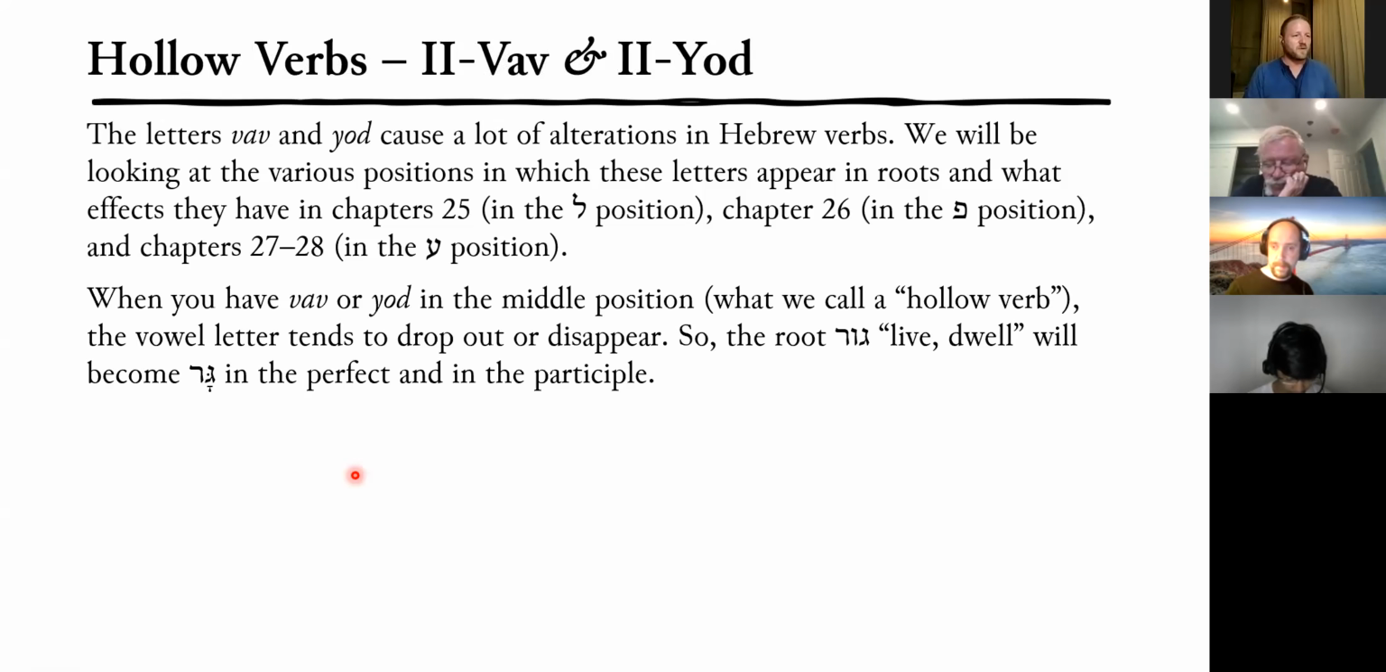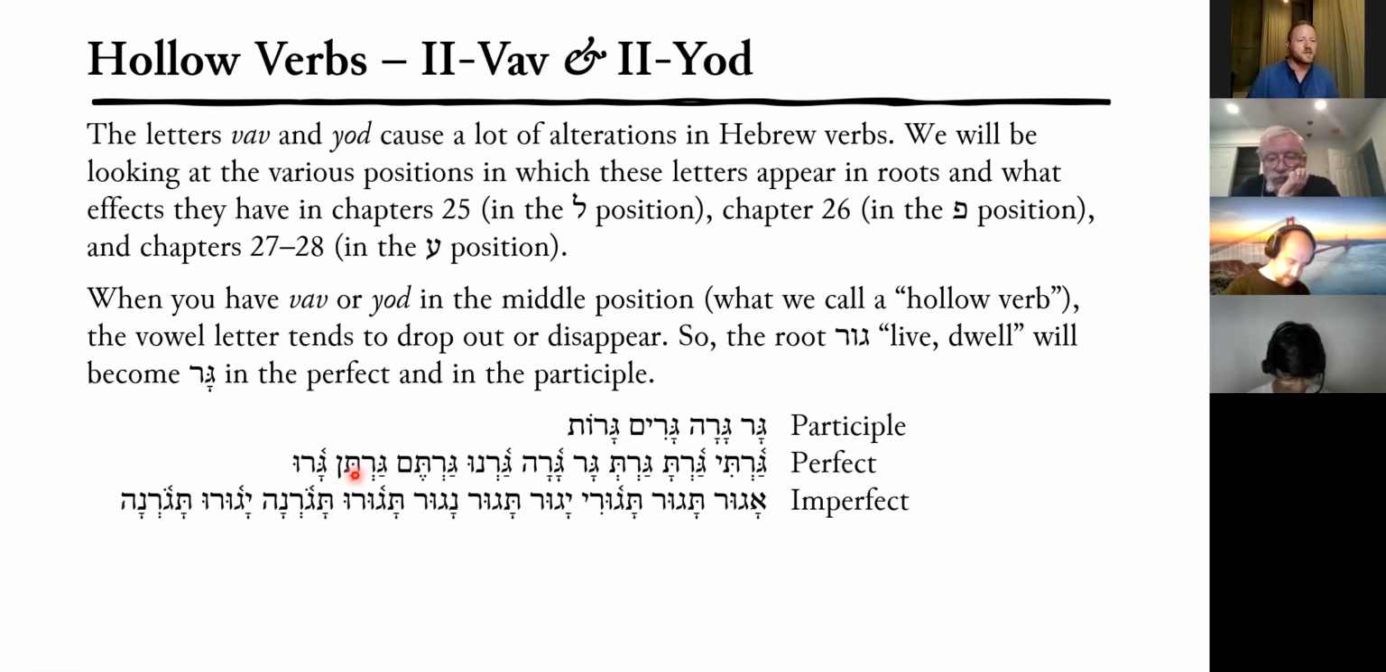When you have vav or yod in the middle position, what we call hollow, the vowel tends to drop out or disappear altogether. So the root gimel vav resh, gur, live or dwell, will become gal. The u just falls out. We've seen it in bo, come, that becomes ba. We've gone through that. So this is the breakdown for the word lagul. Lagul is to live, or to sojourn.